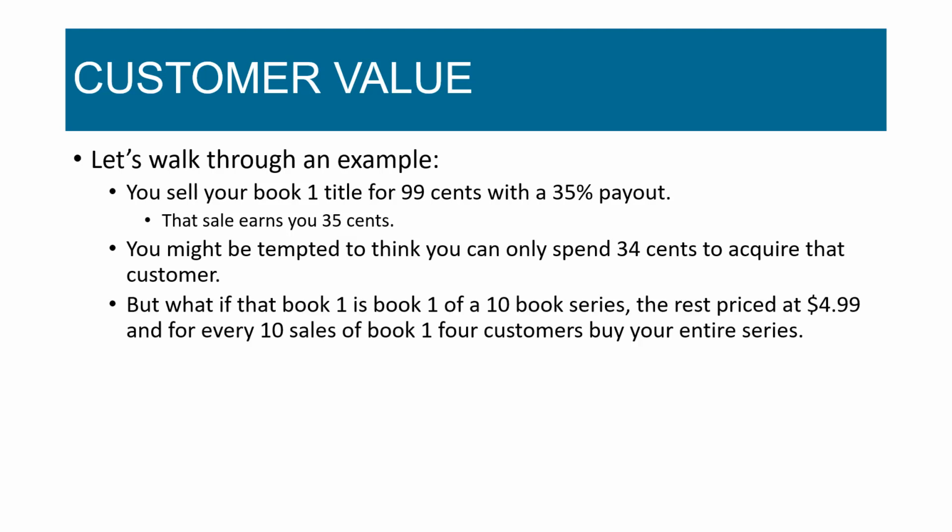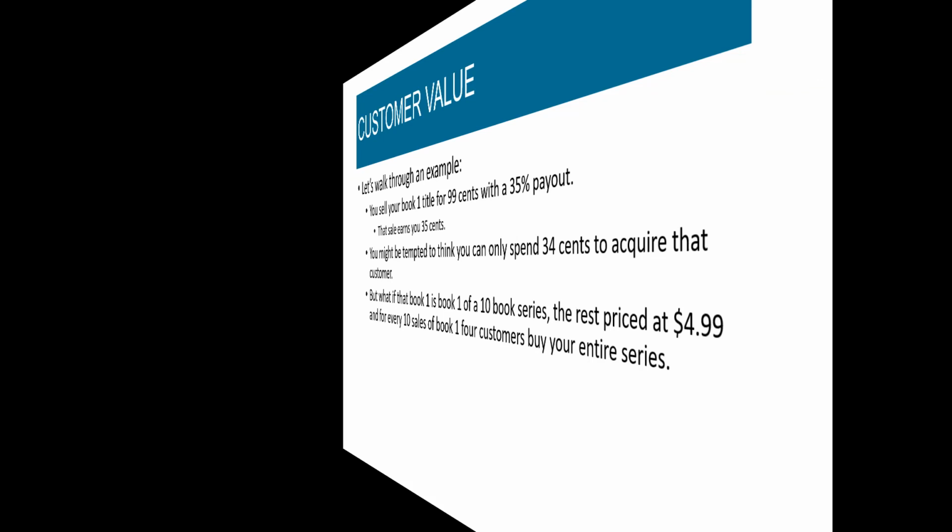But if that book 1 title is part of a longer series, let's say it's book 1 of a 10-book series, and the people actually read the entire 10-book series, which is another question there, but that it's part of a 10-book series, and that the rest of those titles are priced at $4.99, which is a 70% payout, and you get about $3.50. Let's also assume that for every 10 sales of book 1, 4 customers buy your entire series. So let's go look at that real quick.